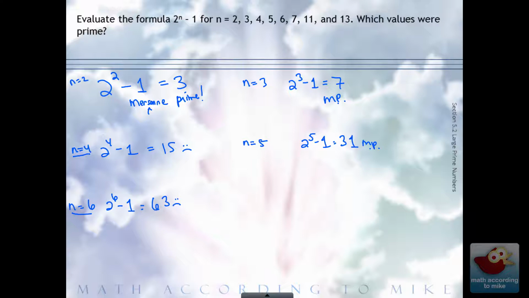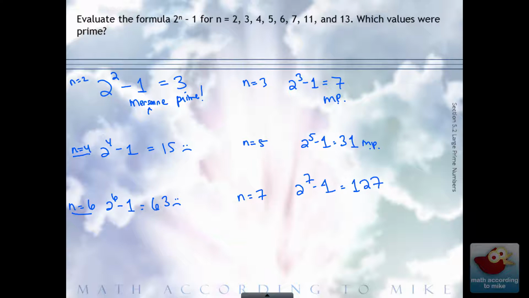4 and 6 are composite, whereas 2, 3, and 5 are prime. So maybe when n is prime, we will get a prime number. So far, that's how it's looking. So let's try 7, which is our next number. 2 to the 7th minus 1, I don't know. I think it's 128, but I'm not sure. It is 128. It's 128 minus 1 is 127.